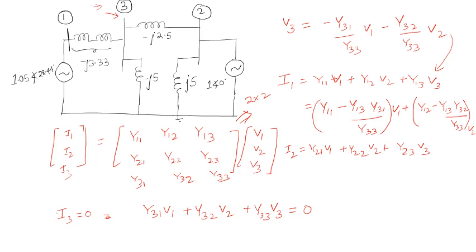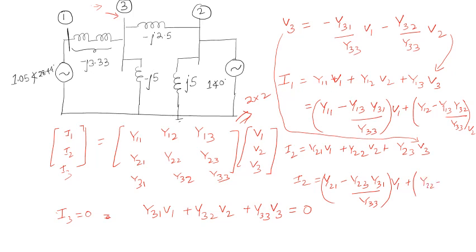V3. So if you put the same V3 here again and simplify, you will find out I2 as (Y21 minus Y23 into Y31 upon Y33) into V1 plus (Y22 minus Y23 multiplied by Y32, and divided by Y33) V3.